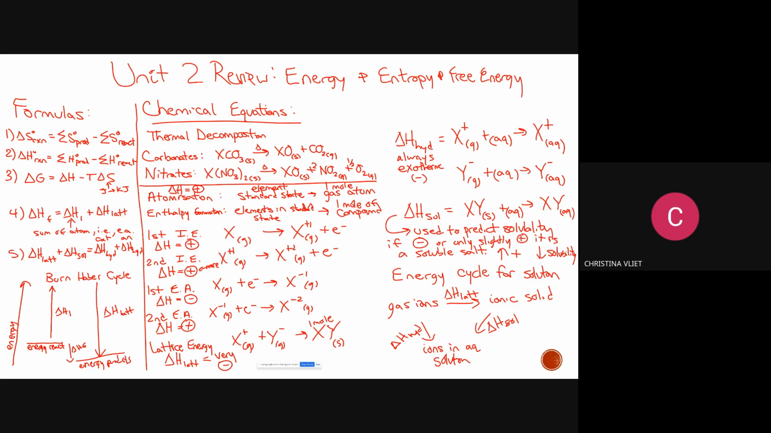Because if you add this, it's delta H lattice plus delta H solution for one side, delta H hydration on the other. And you just have to remember there's always 2 hydrations, one for the cation and one for the anion. That's why I write it twice when I write it.